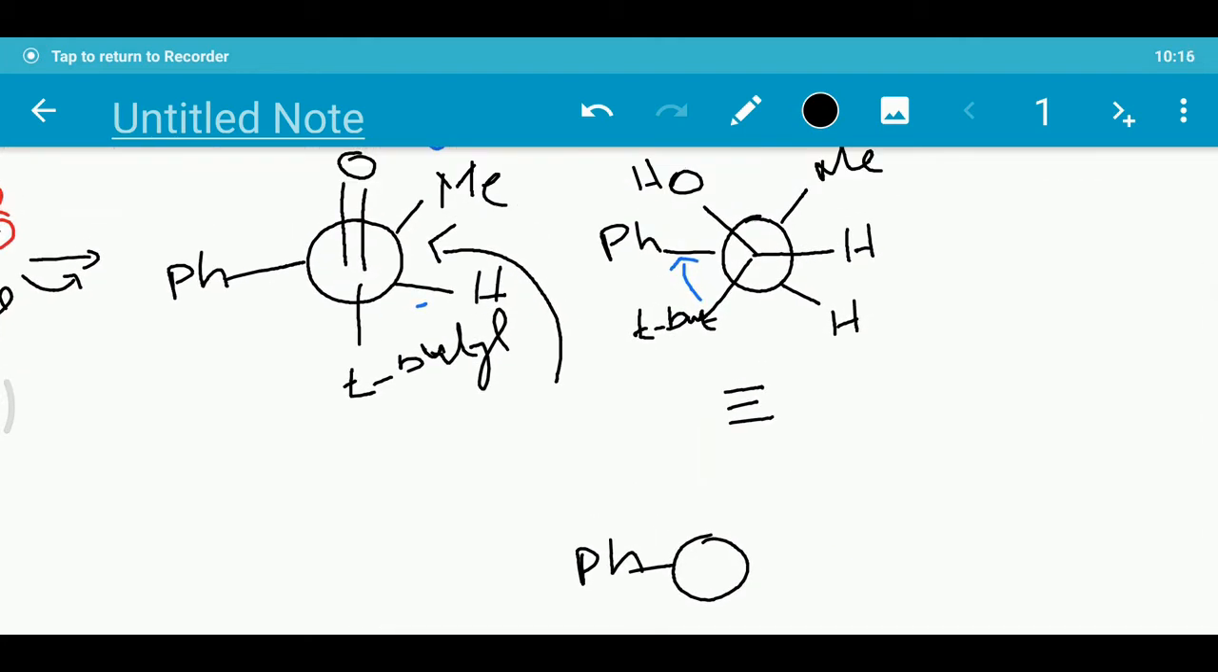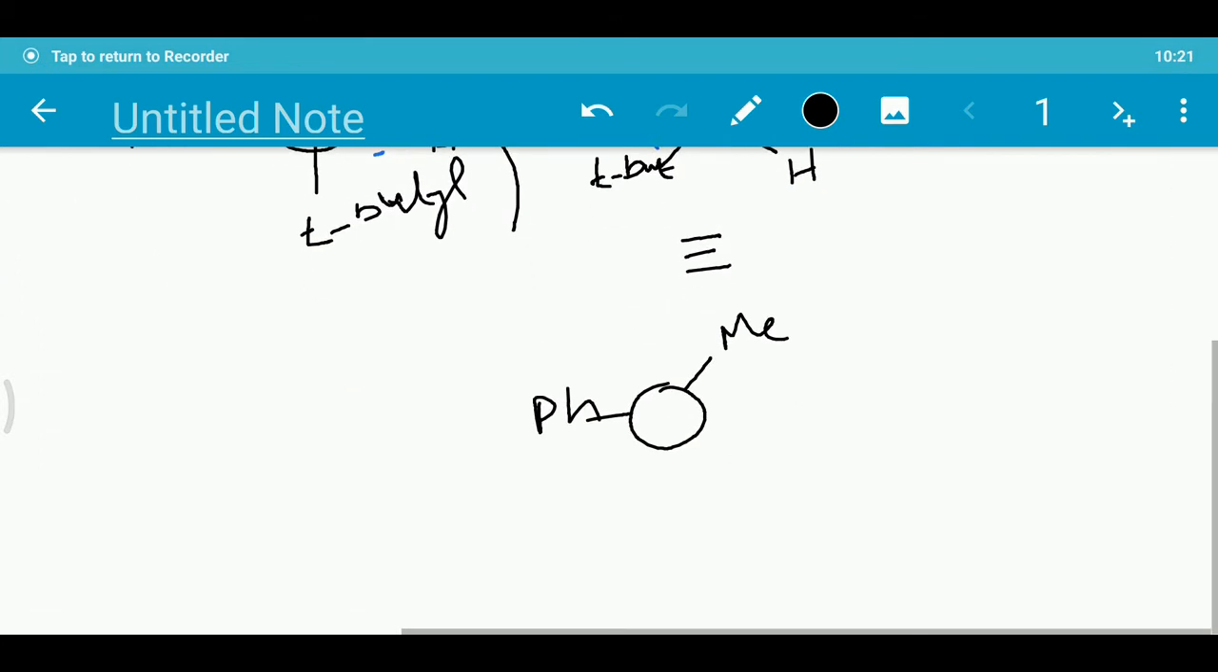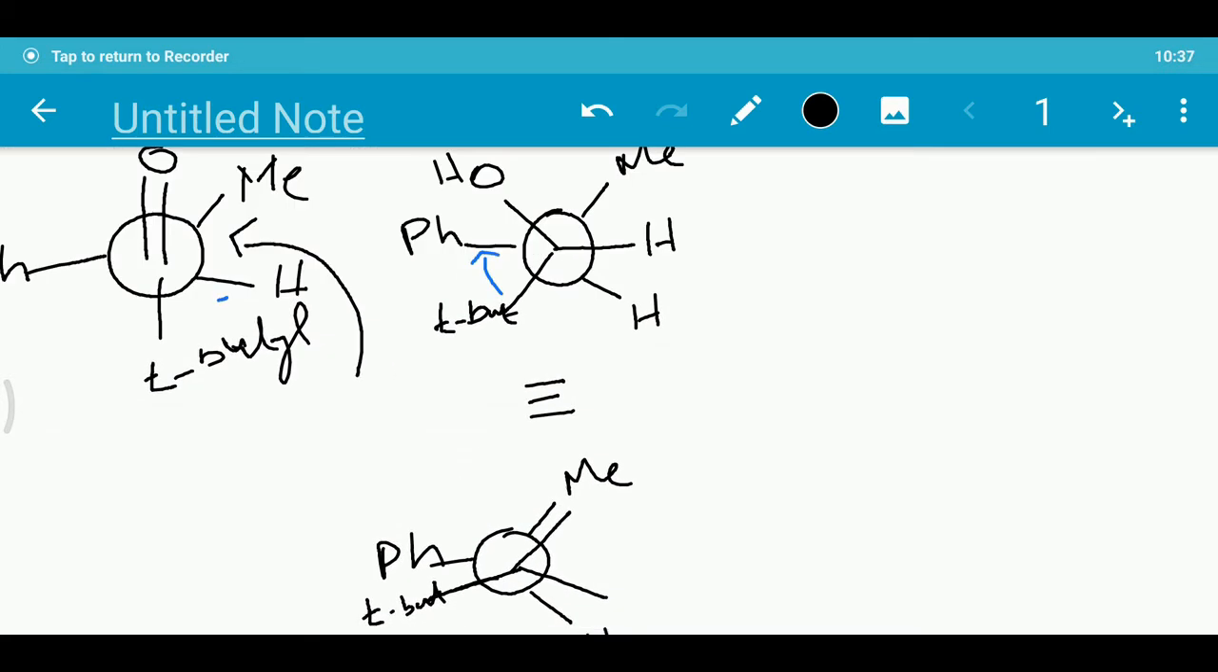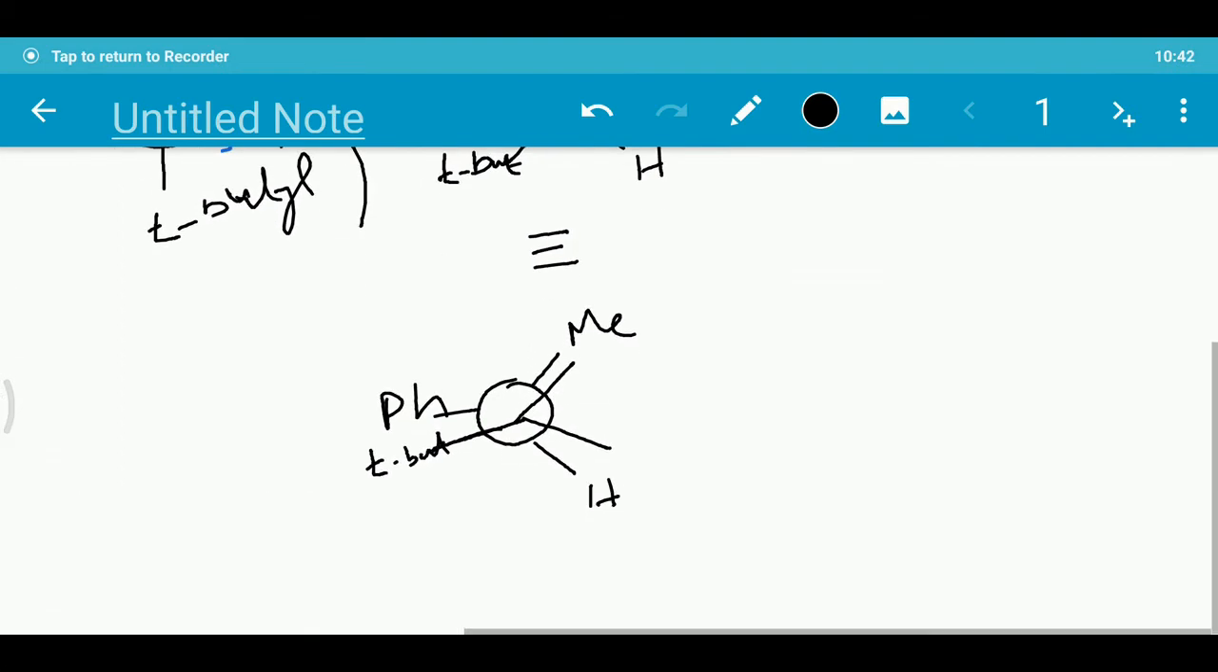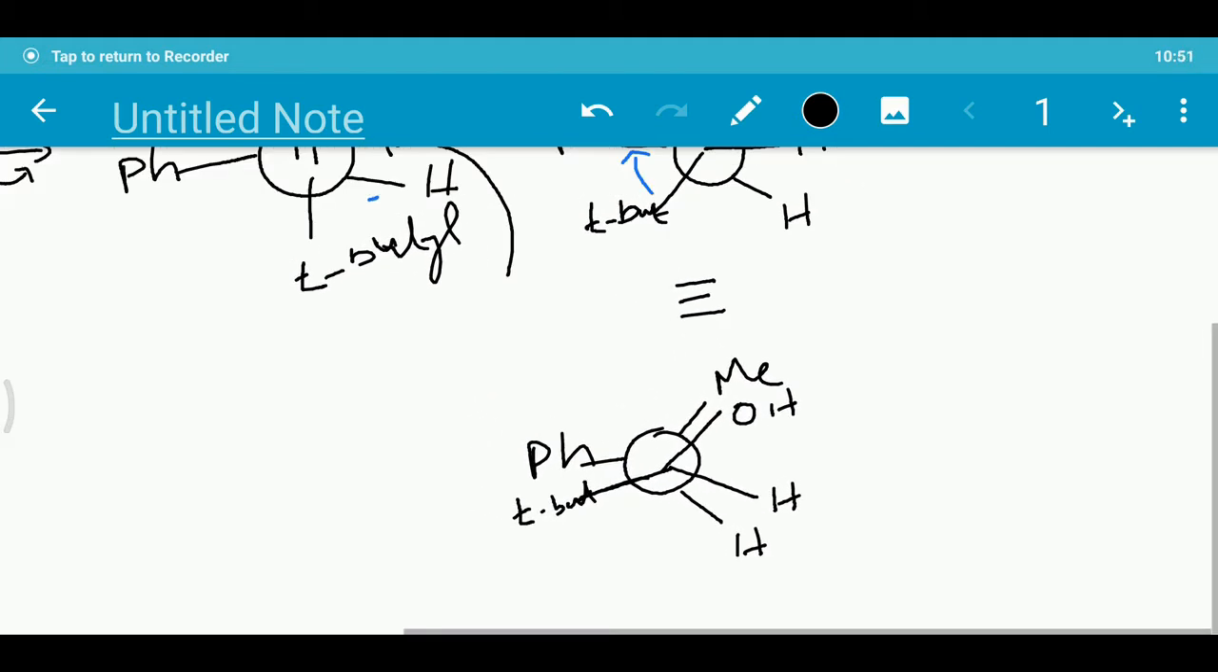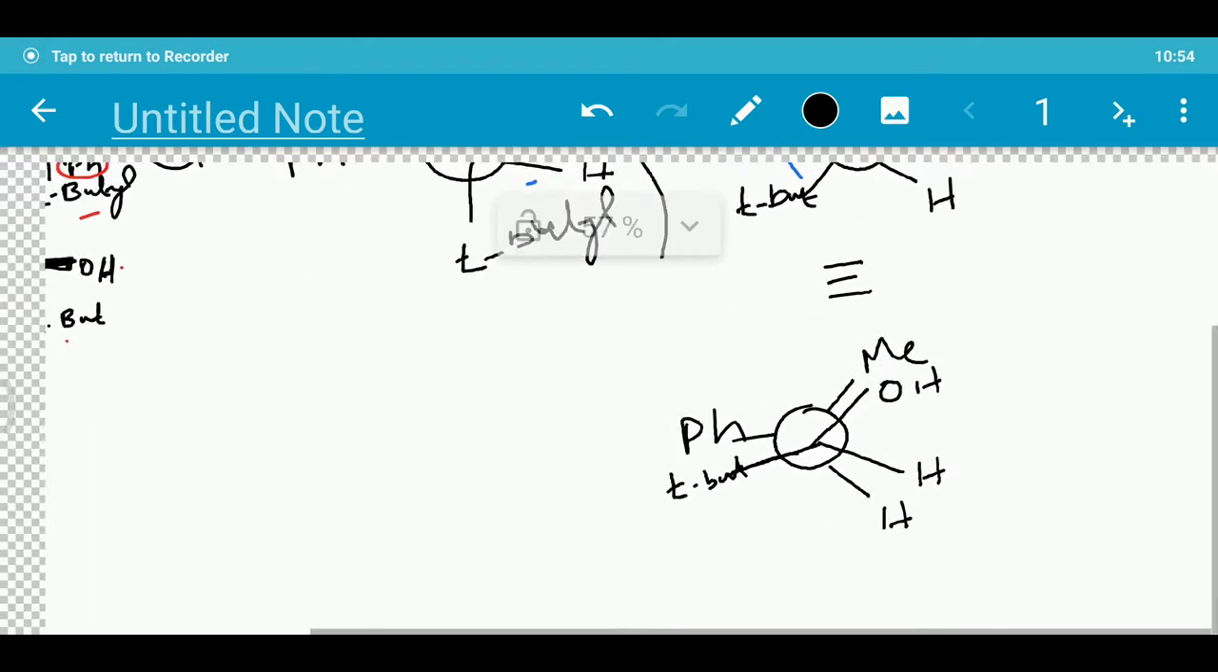So when I do that, let me draw the chiral carbon first. I have my phenyl here. I have my methyl here. I have my hydrogen here. So I will be having the three groups here. So this will be my tertiary butyl group. So when I rotate this, my tertiary butyl group will be eclipsing my phenyl, and my OH hydroxyl group will be eclipsing my methyl. My hydrogen will be eclipsing my hydrogen.